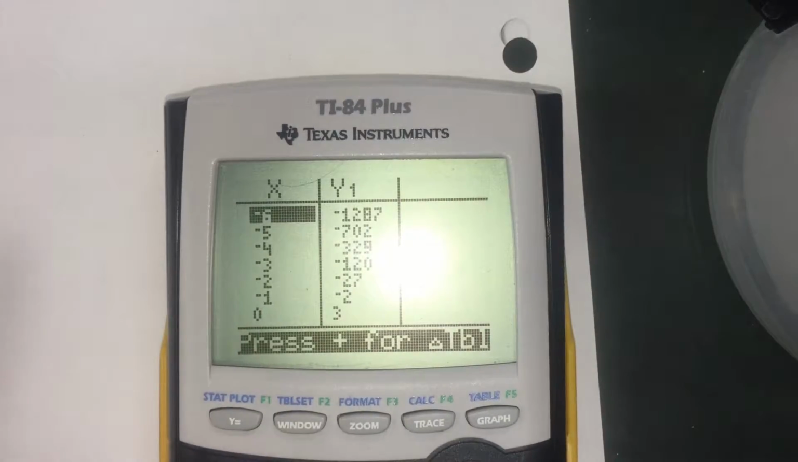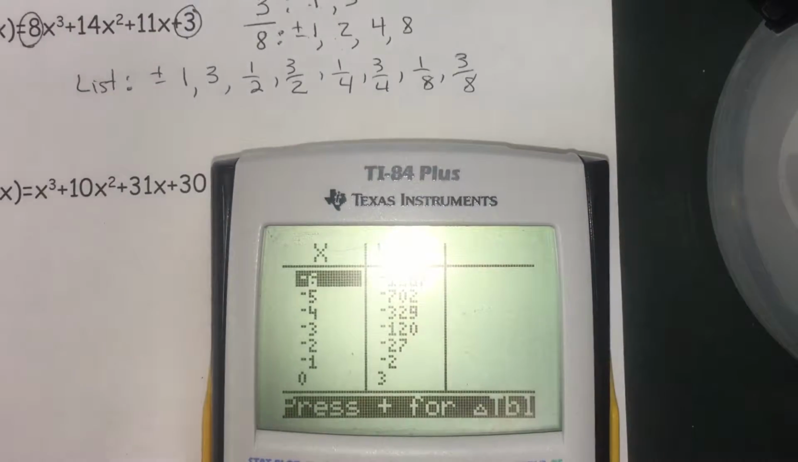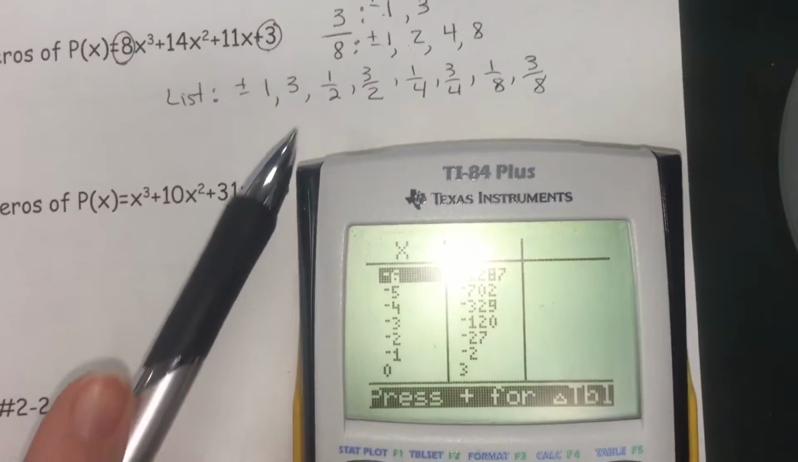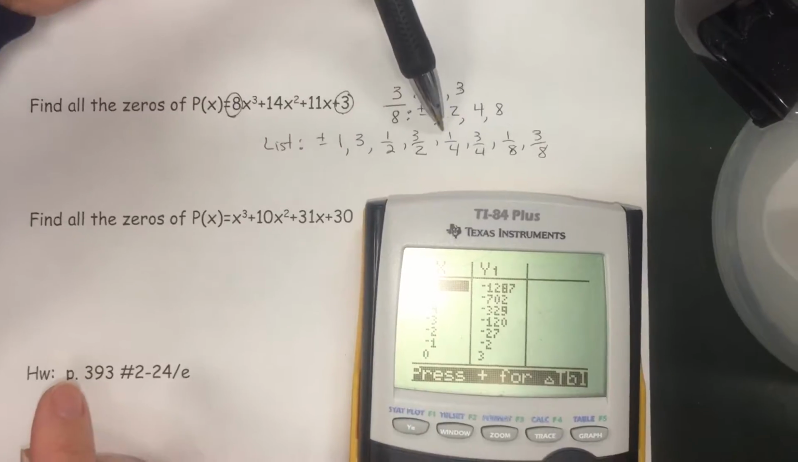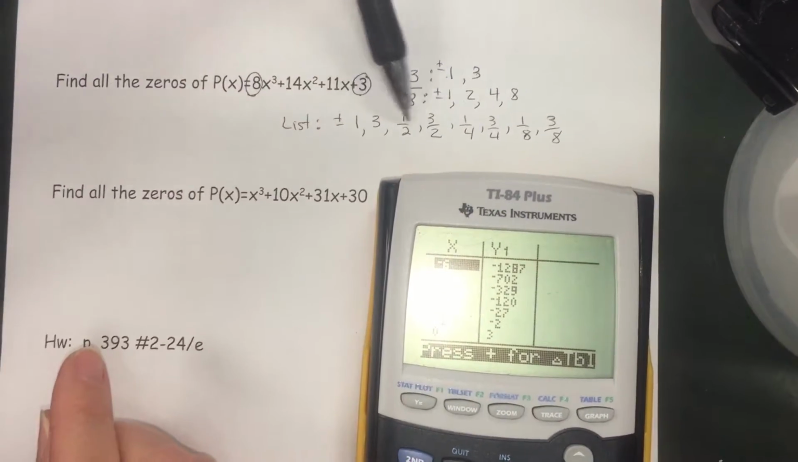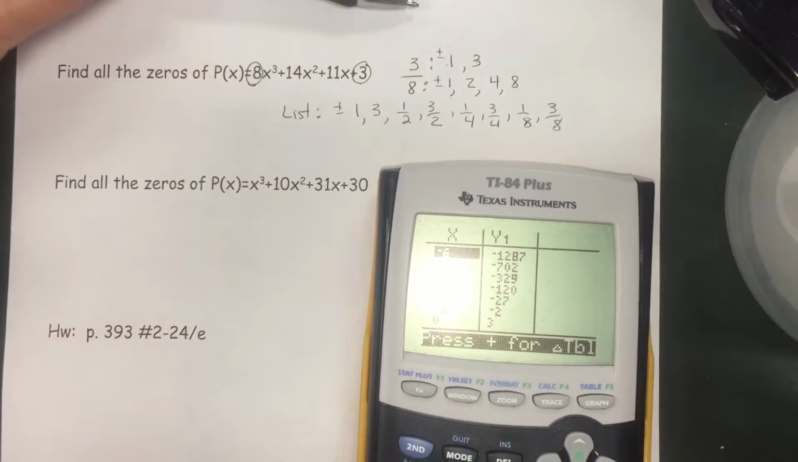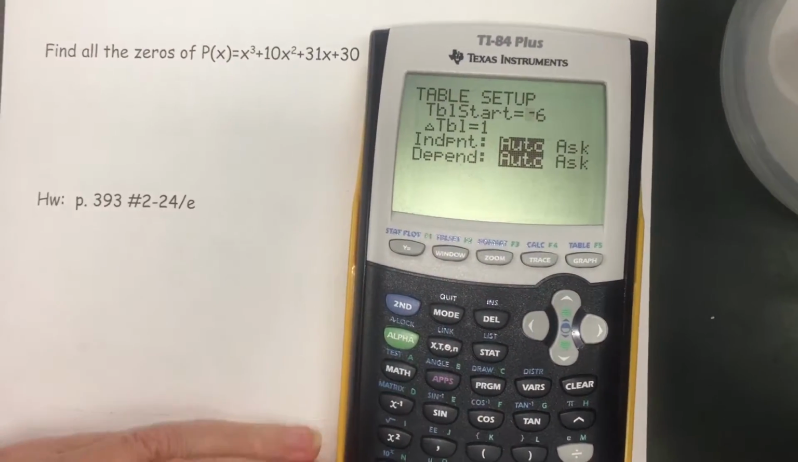All right, so we know that our list was right up here. Numbers between 0 and -1 would just be plus or minus 1/2, maybe a 1/4, maybe a 3/4, a 1/8, or a 3/8. So we would want to check some of those. Let's go ahead and change our setting, and let's just change it so we can look at -1/4.